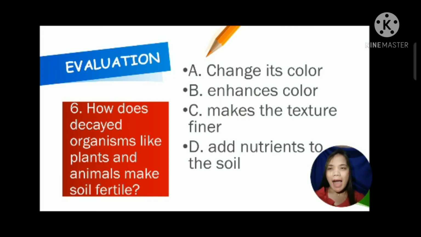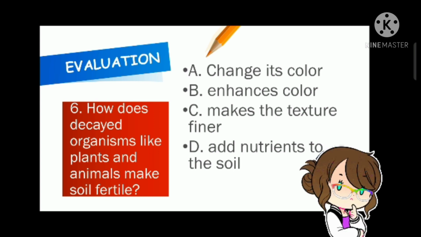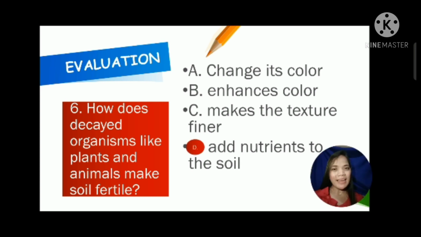Number 6. How do decayed organisms like plants and animals make soil fertile? A, change its color, B, enhances color, C, makes the texture finer, or letter D, add nutrients to the soil. The correct answer is letter D.